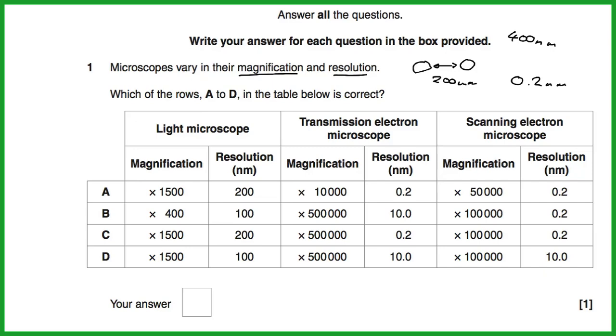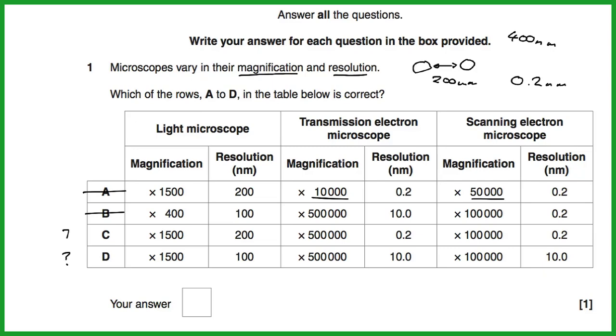So looking at this question, things you need to eliminate. So first of all, the line A. Line A gives you a magnification of only 10,000 times for the transmission electron microscope and scanning electron microscope 50,000, so we can cross off A. Now B, it tells you that the maximum magnification for a light microscope is only 400 times. That's definitely not true, so we can cross that off. Which leaves us with just C and D.